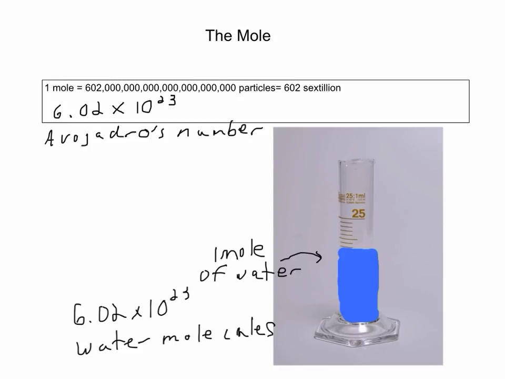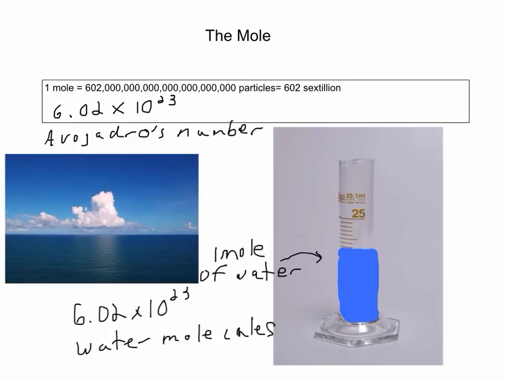There are more water molecules in this 18 milliliters of water than there are gallons of water in the Earth's oceans. Let me just repeat that so you see how big this number is and how small molecules are. There are more molecules in this 18 milliliter graduated cylinder than there are gallons of water in all of Earth's oceans. This is a big number.